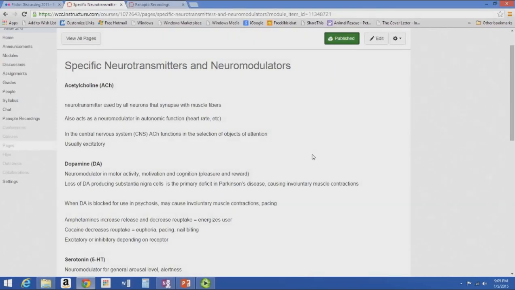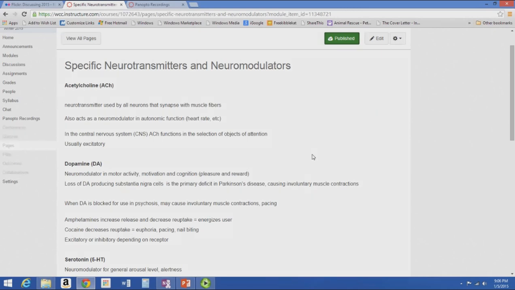Acetylcholine is used at the neuromuscular junction with all of them. It also acts as a neuromodulator in autonomic function, controlling your heart rate and some other things. In the central nervous system, it functions in the selection of objects for attention. It's usually an excitatory neuron. So when you're getting all this sensory input from the outside world, your central nervous system has to decide what it's going to pay attention to and what it's not. And acetylcholine is part of the pathway on that.